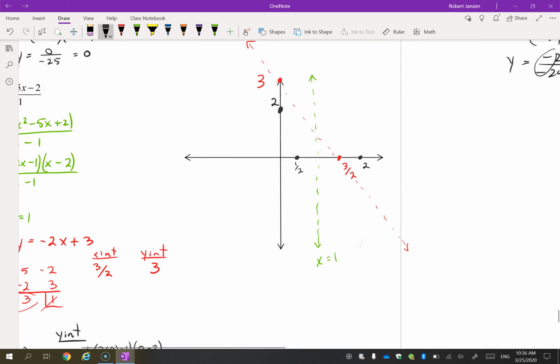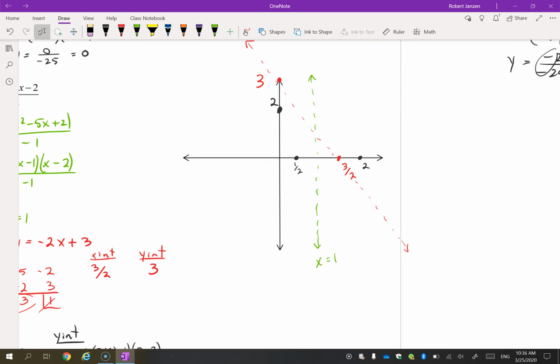Okay, so I'm looking at this graph. I don't even know if I need a sign diagram. I know I have to go from this point to this point, and you can kind of see it's got to follow the asymptotes. Okay, so I'm going to draw that in here. It's going to look something like this.